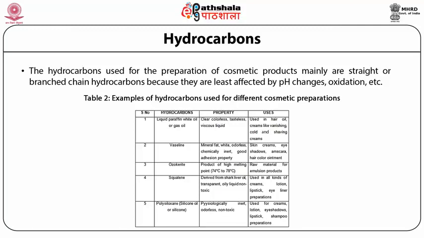Number 3, ozokerite. It is a product of high melting point between 74 to 78 degrees centigrade. It is used as a raw material for various emulsion products. Squalene. It is derived from shark liver oil and is transparent, oily liquid which is non-toxic. It is used in all kinds of creams, lotions, lipsticks, and eyeliner preparations.